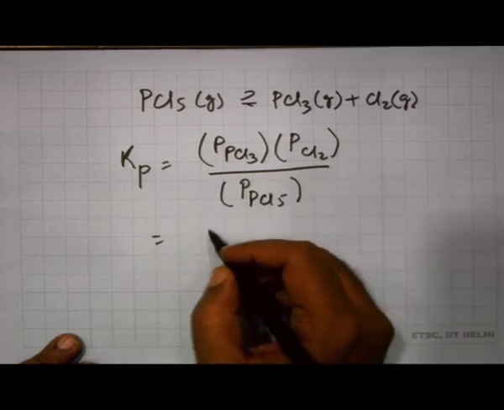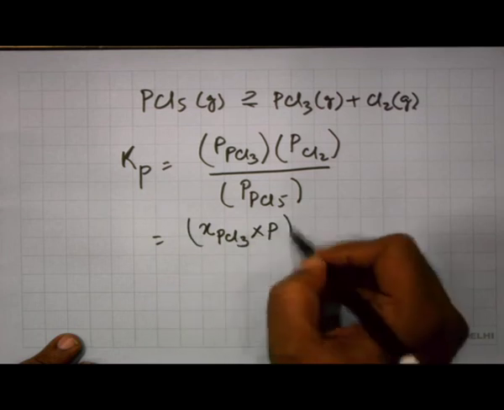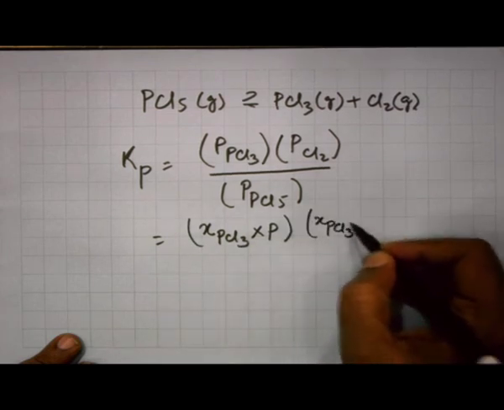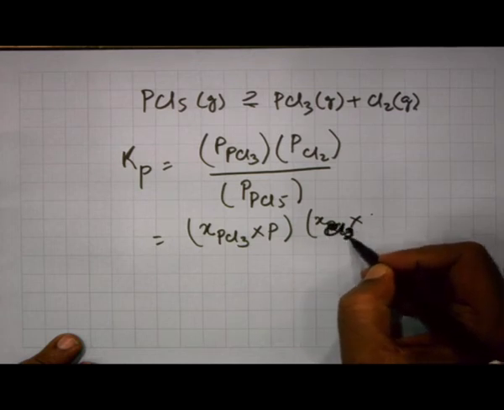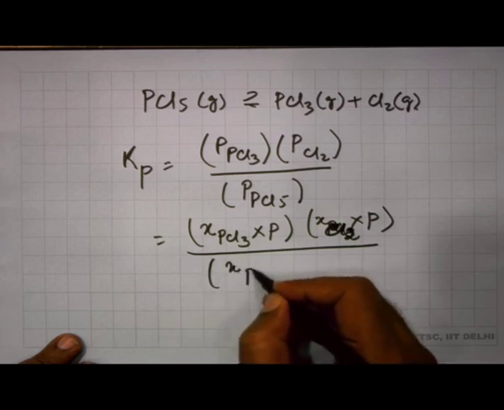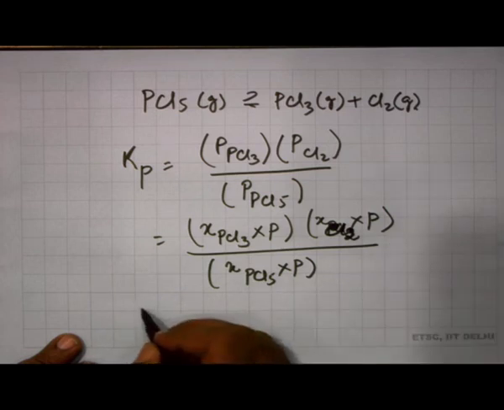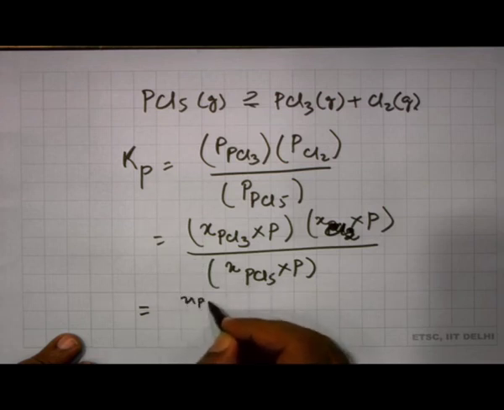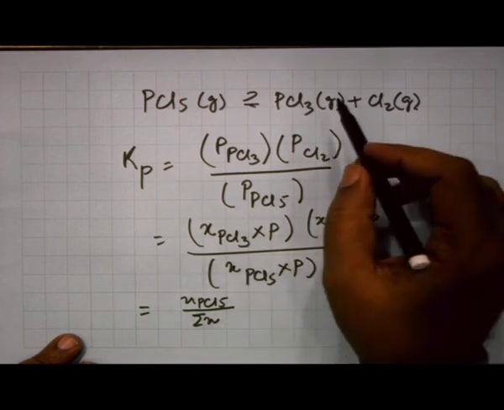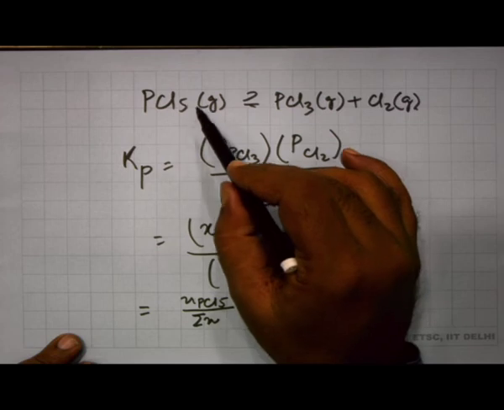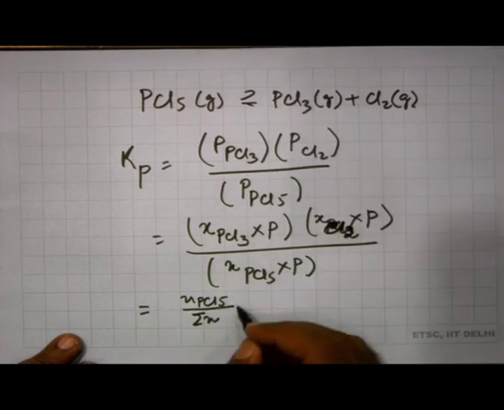Okay. And we can also write this in terms of mole fraction. So, x PCl3 into P, where P is the total pressure, times x Cl2 into P, divided by x PCl5 into P. Okay. Now, you can think of this as what? N PCl3 by sigma n, where sigma n is the total number of moles, that will include not only moles of PCl5, PCl3, Cl2, but also moles of inert gas. Okay. So, this is into P.